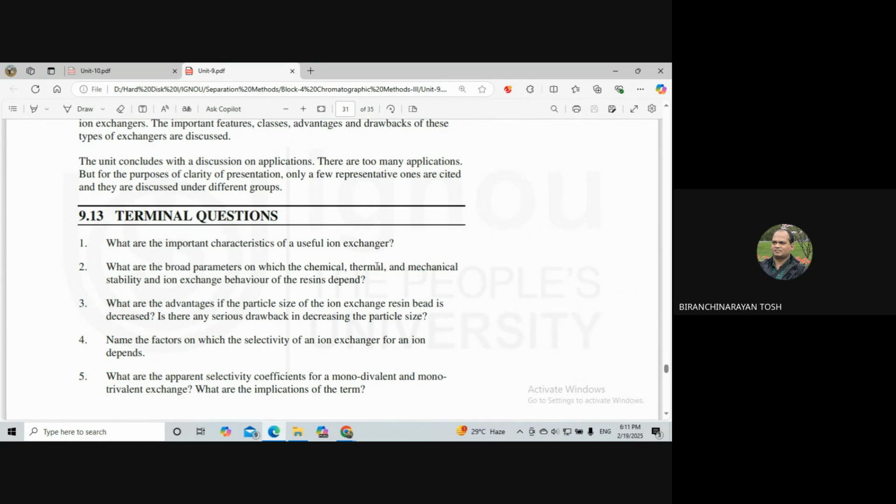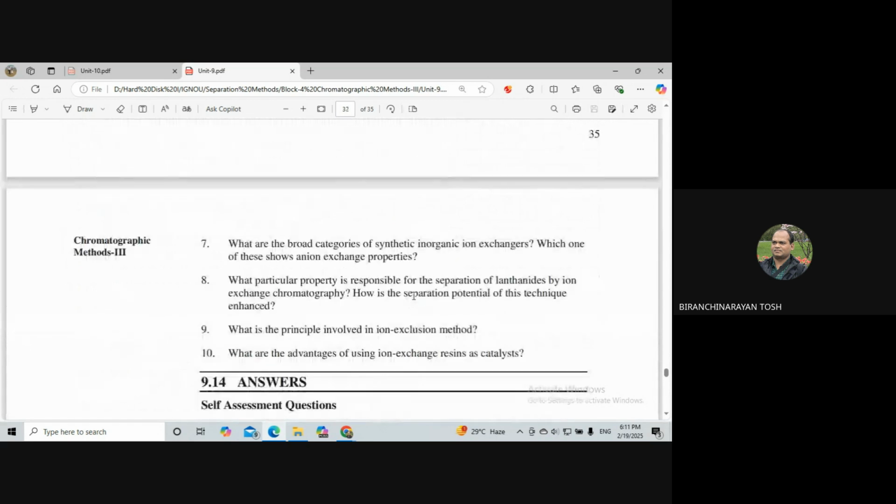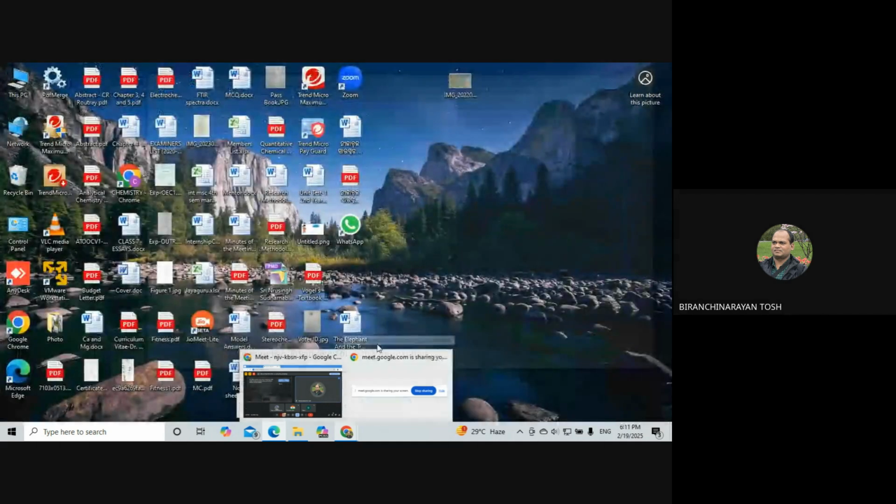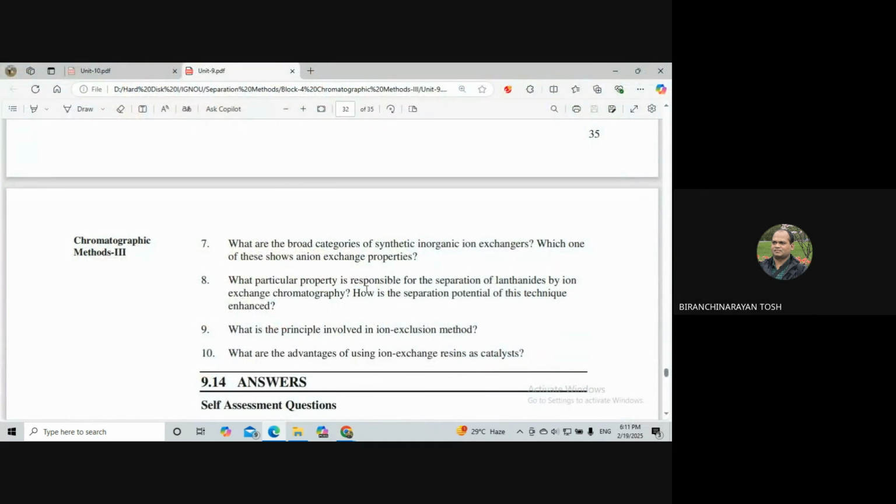So we'll have a little break, then we'll start the next one, that is the size exclusion chromatography or gel permeation chromatography. Just 5 minutes break.